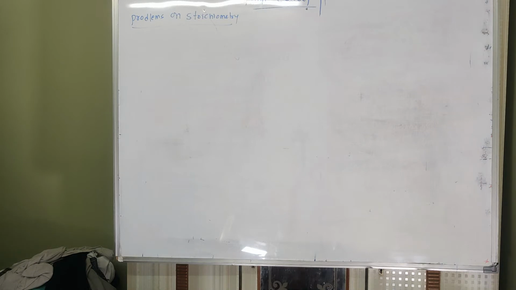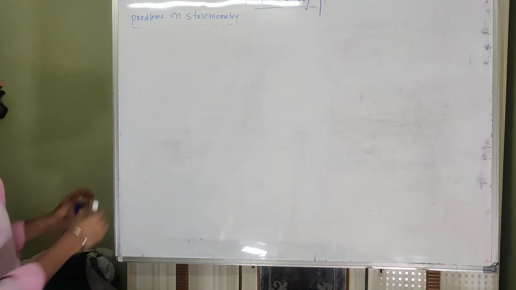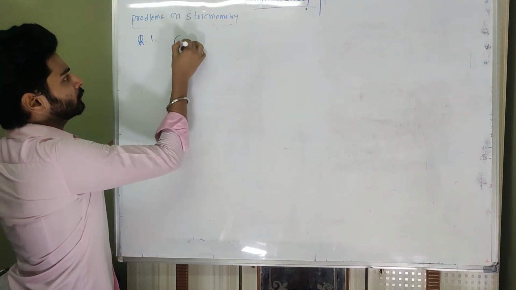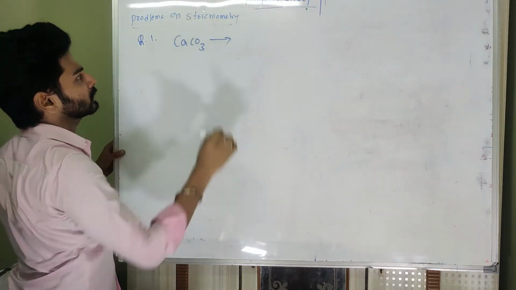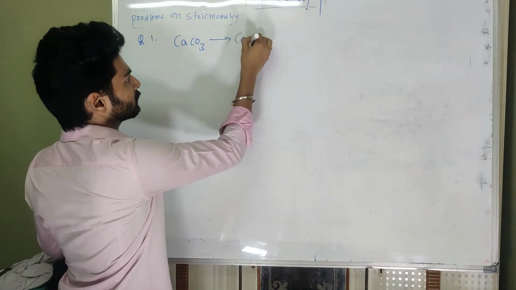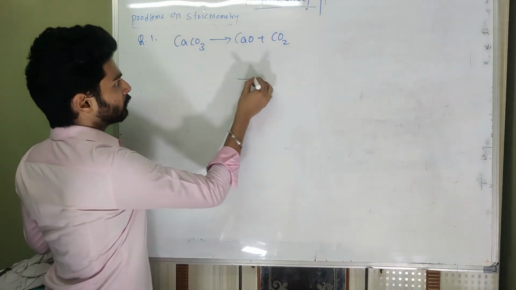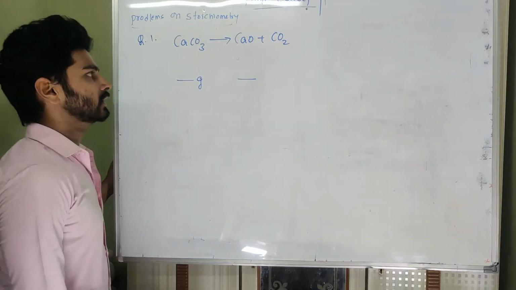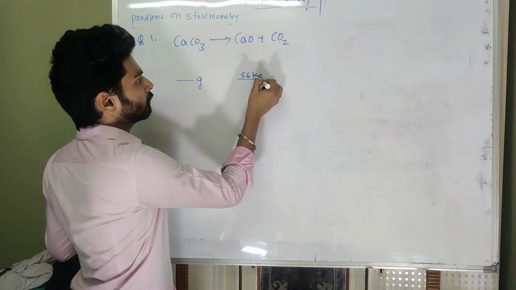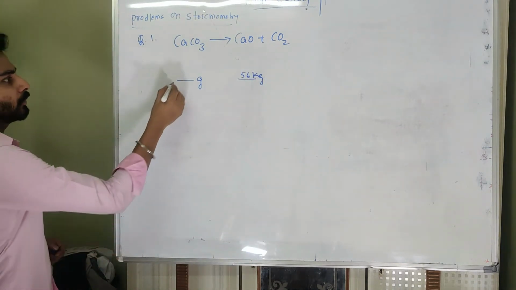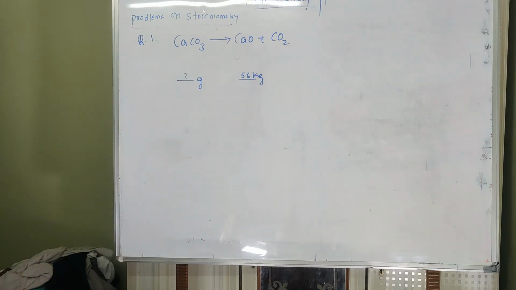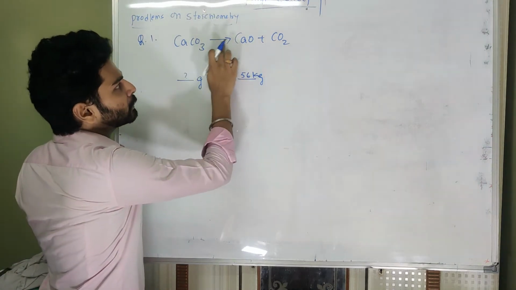Now let us solve problems on stoichiometry. The first question is, what quantity of limestone on heating will give you 56 kg of calcium oxide? So here we have to know the chemical equation, that is calcium carbonate becoming calcium oxide plus CO2. We are asked to calculate how much limestone will give us 56 kg of calcium oxide. So we have to find out how many grams of calcium oxide. For that purpose we have to first balance the equation.